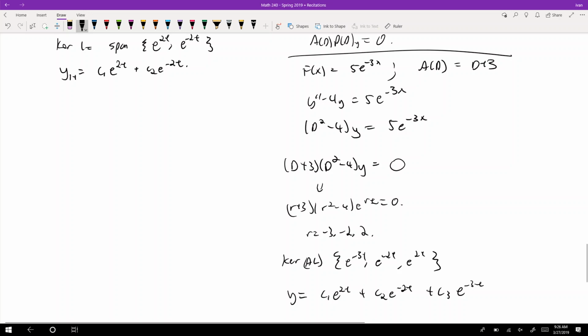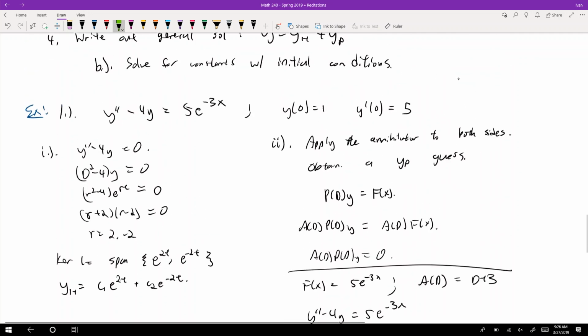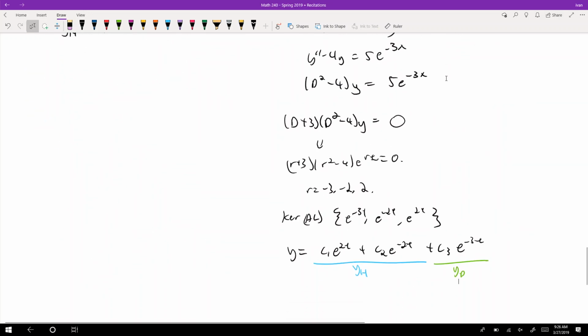So we can still see it on the screen. What is that part? That's the homogeneous solution. So what must that make the remainder? The particular guess. So all this work here, this is some theory, is essentially to say, hey, this is our particular guess. We're going to guess c3 e to the negative 3t.